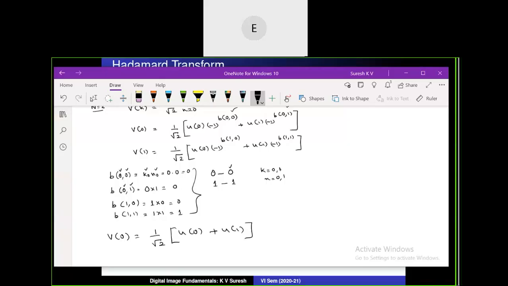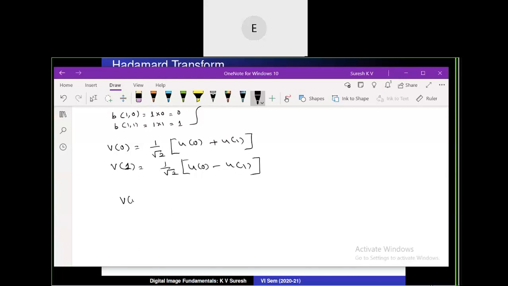The second equation is v of 1 is equal to 1 by root 2. Can somebody tell me what is this? Quick. U of 0 minus u of 1. Very good. U of 0 minus u of 1. So this can be represented as usual in the form of a matrix. So this is v of 0, v of 1. You know that 1 by root 2 can be taken as common factor. So 1, 1, 1 and minus 1 into u of 0, u of 1.